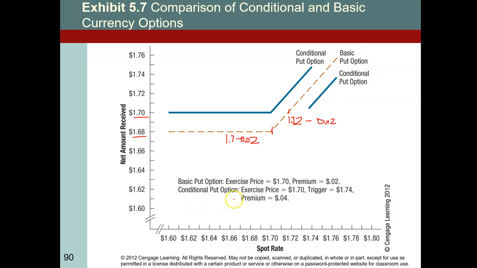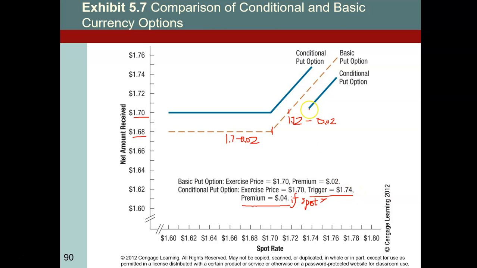The conditional put option has the same exercise price, 1.7, but we also have a trigger, which is 1.74, which means we only need to pay a premium of 0.04 if our spot rate is higher than the trigger value, 1.74.